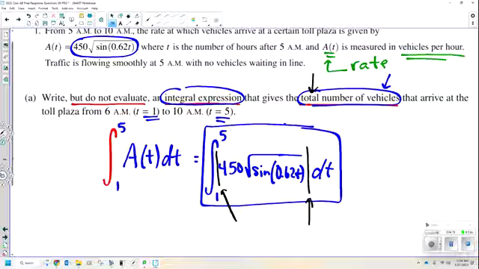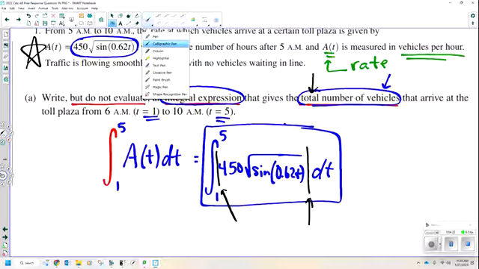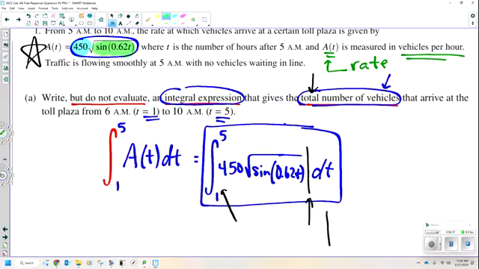But let's take a look at our problem up here in the top left. Let's take a look at our A of t function. 450 is a positive number. If I take the square root of something, I will also get a positive number. So A of t is positive with or without the absolute value bars. So most of you probably would not have written the absolute value bars, and it would still have been correct.